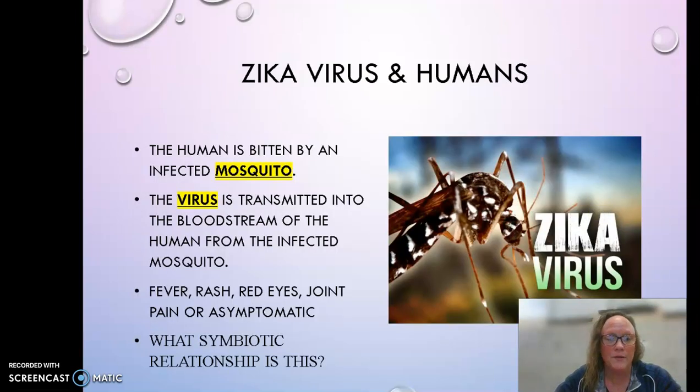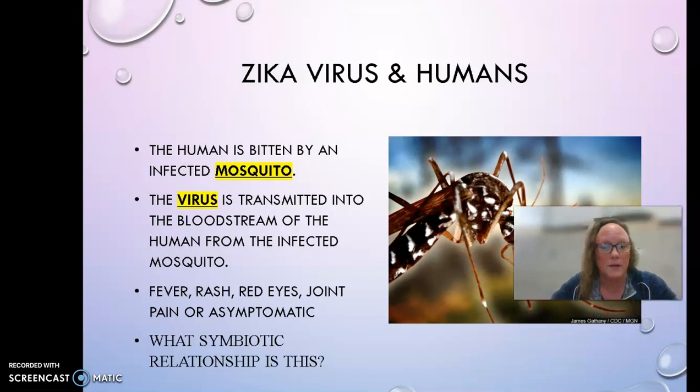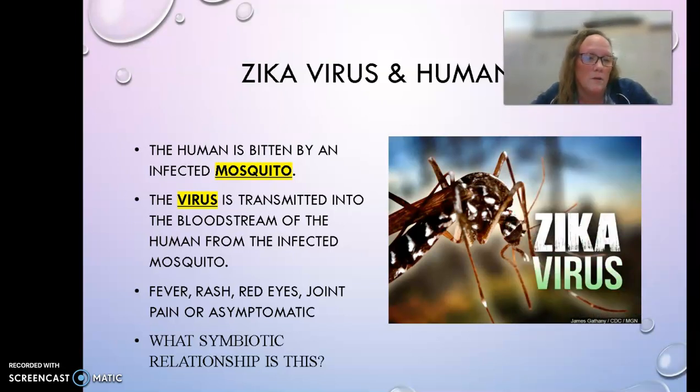Zika virus in humans. A human is bitten by an infected mosquito. The virus is transmitted into the bloodstream of the human from the infected mosquito. Fever, rash, red eyes, and joint pain are symptoms. What kind of symbiotic relationship is this? If you said parasitism, you are correct.